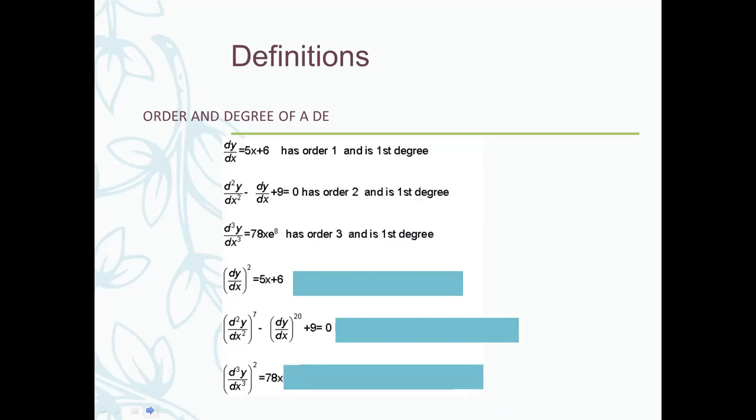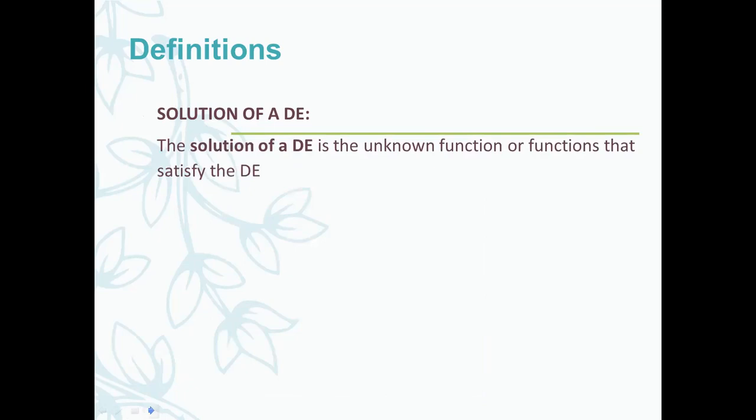Okay, now we go to solutions. Solutions of a differential equation. A solution of a DE is the unknown function or functions that satisfies the given differential equation. If I may say, class, the solution of a differential equation is an equation in itself. But we are certain that it is, in terms of form, the solution of your differential equation because it does not contain any derivative already. Or shall I say, the solution of any differential equation should not contain any derivatives. If it still contains a derivative or derivatives, then it is not yet the solution of your differential equation.